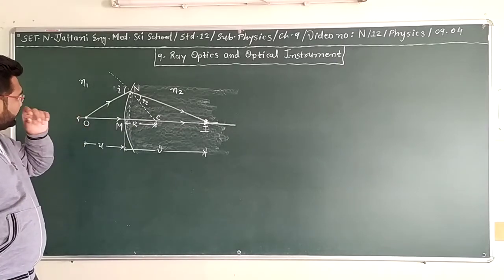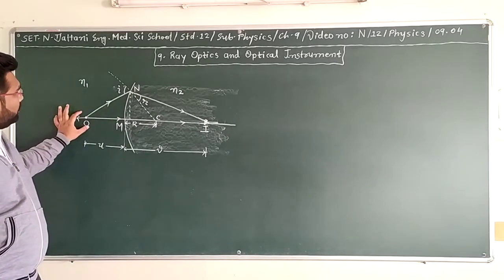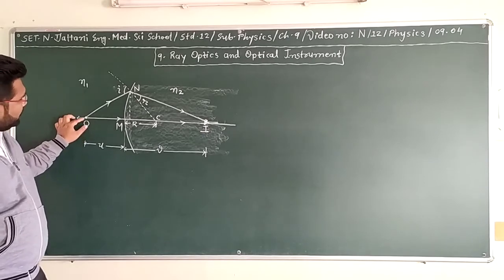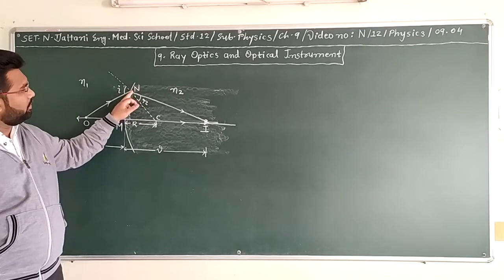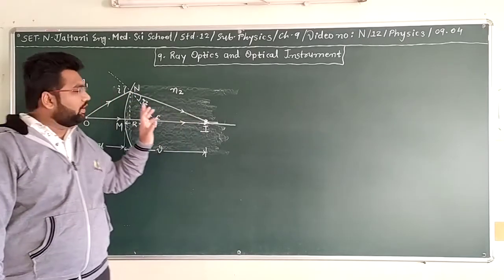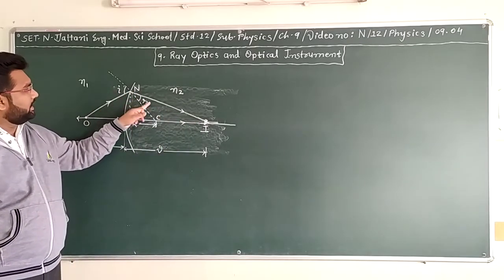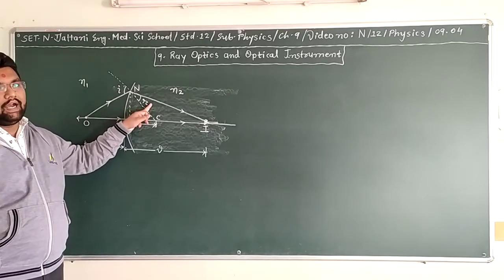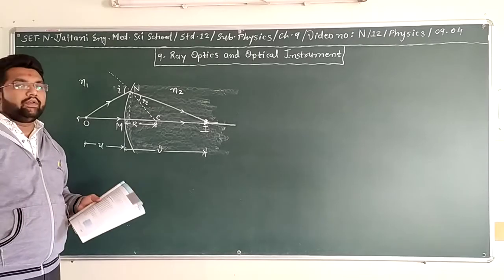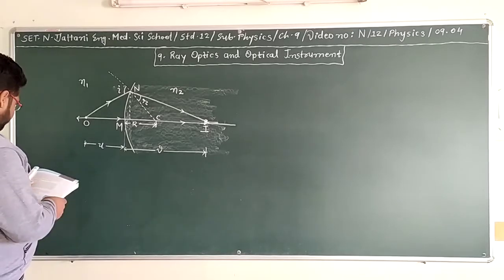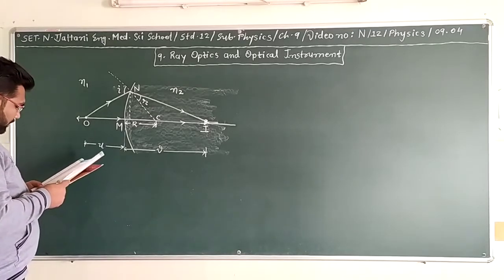The incident ray from object O goes from O to N, and from N it goes to I. Here the incident angle is i, and the refracted angle is r. So in this way we can see the figure, and now we will write some formulas.